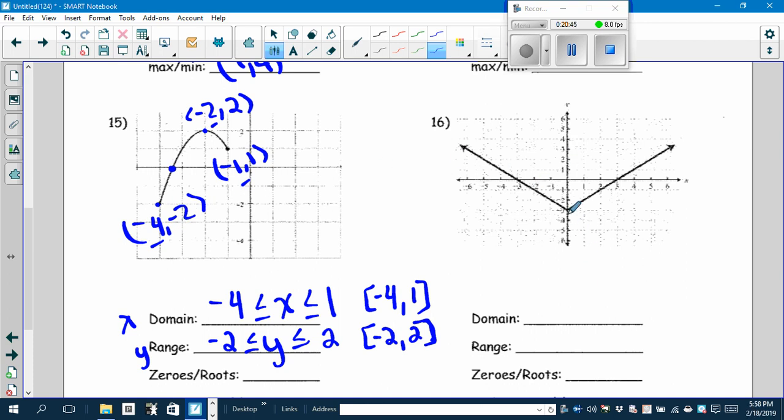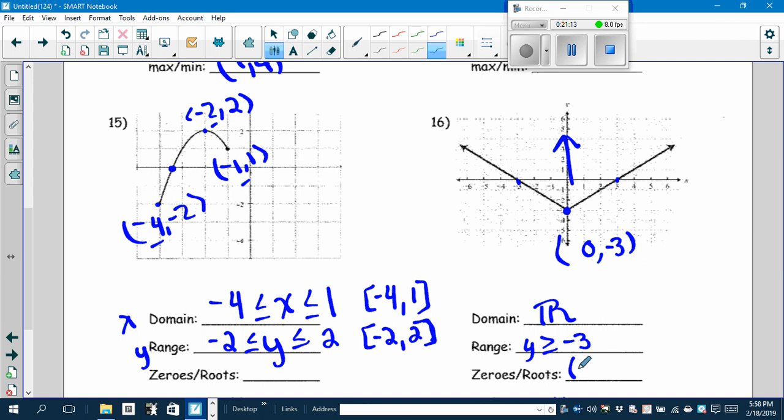Okay, let's look at an absolute value function. This is the point (0, -3). This is just like our parabolas. Remember, if it's going up or down, our domain is always all real numbers. And our range is y is greater than or equal to, because it's pointing up, to this lowest y value, which is -3.